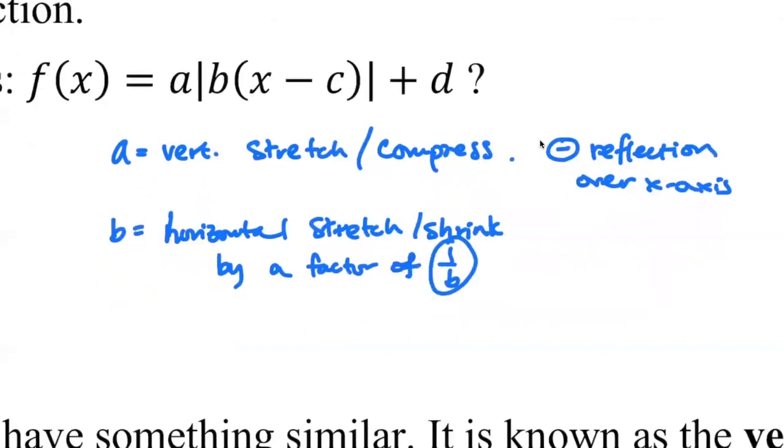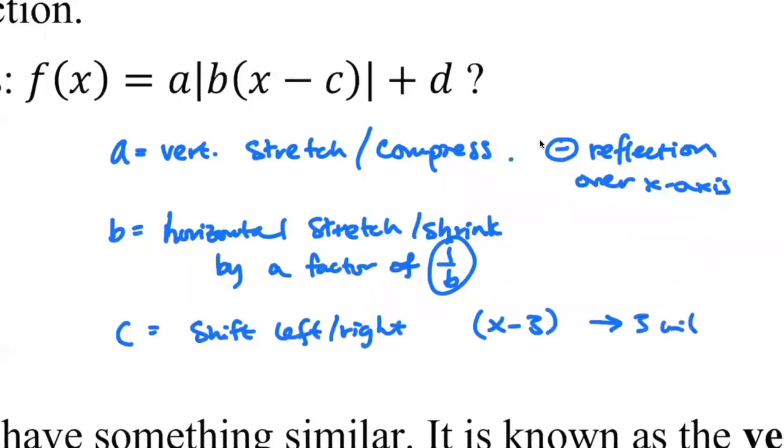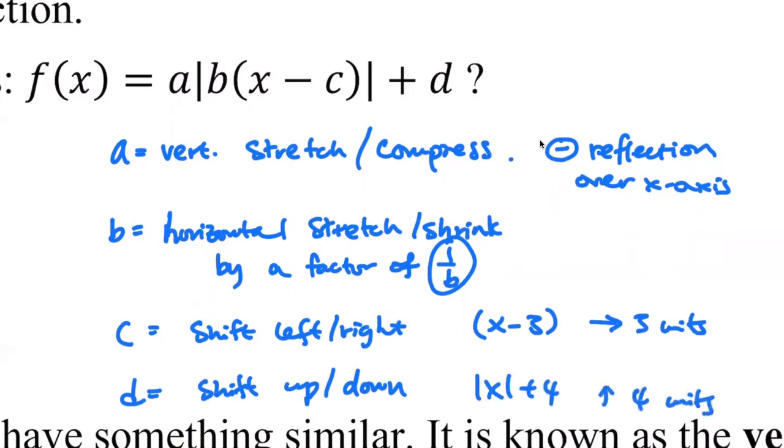Okay. C and D. C is the horizontal translation. So we are talking about shifting left to right. So hope you still remember some examples like x minus 3 means shifting to the right 3 units. Okay. All right, so keep that in mind. And then the D is simply shifting up or down. So we talk about absolute value of x plus 4 is to shift up 4 units. Okay. Now, if you still retain these, wonderful.